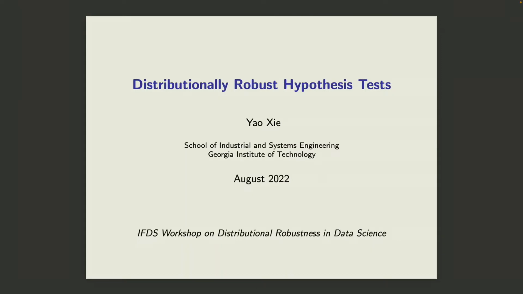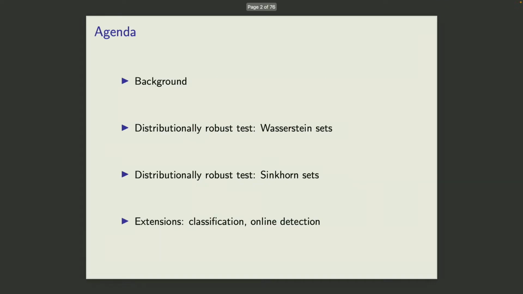Okay, so today I would like to talk about several works we have done recently along the line of distributional robust hypothesis tests. Here's the agenda. I'll start by introducing the background and then talk about two main formulations. One is based on the Wasserstein metric-induced uncertainty sets, and the second one is our recent effort trying to extend this to Sinkhorn, which leads to better computation compared to Wasserstein. Finally, I'll talk about some extensions for classification, which can be viewed as multiple hypothesis tests to some extent, and online detection.